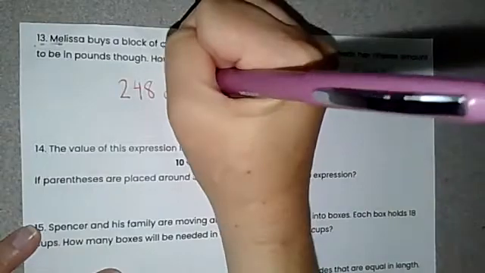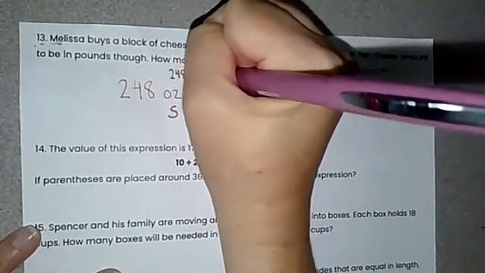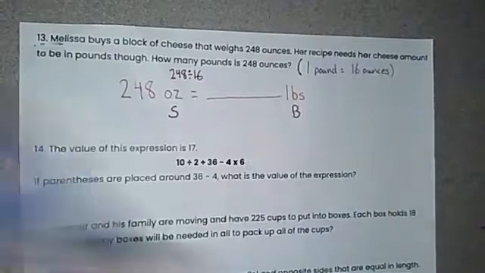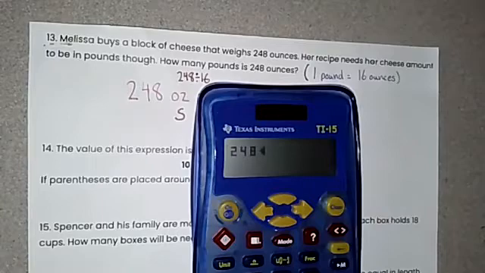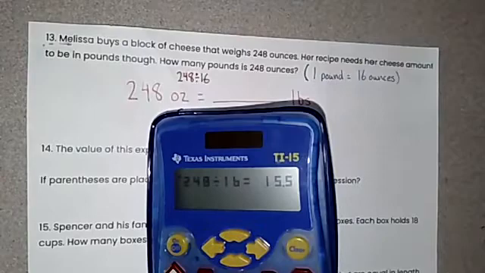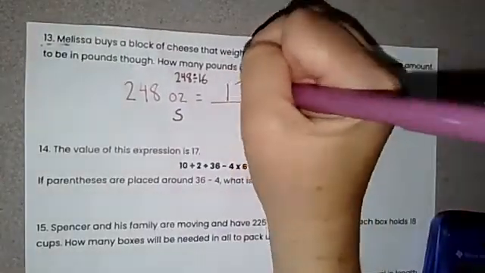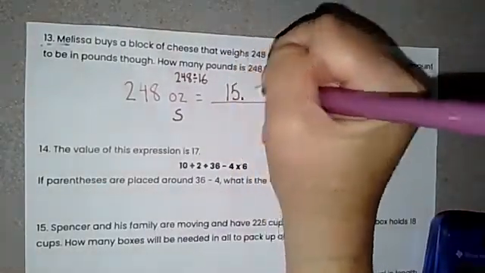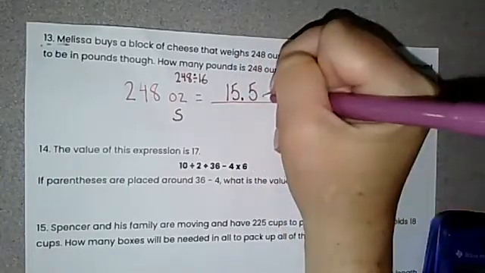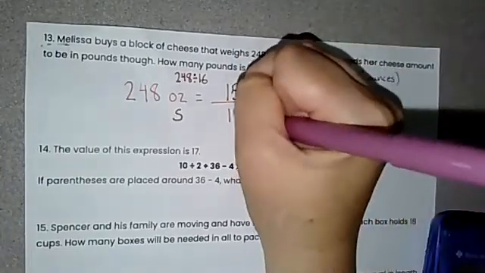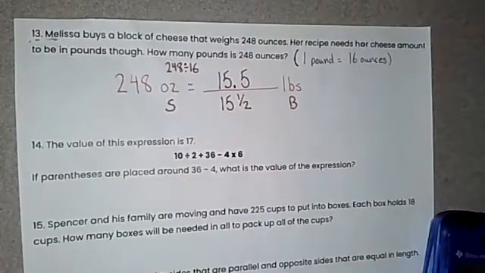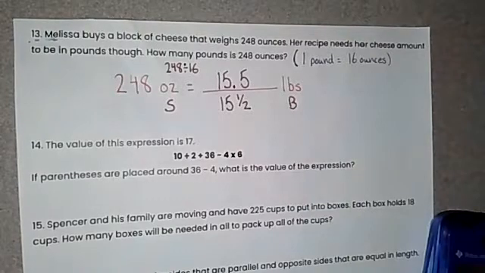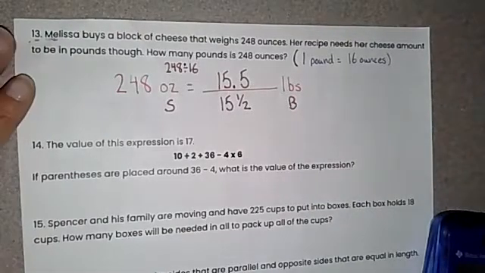So I'm going to take 248 and I am going to divide by 16. You have a calculator, use it. I have 248 divided by 16 equals 15.5. So write 15.5 pounds. Or that also means 15 1/2 pounds. Got it? Because 15 and 5 tenths is the same as 15 1/2.